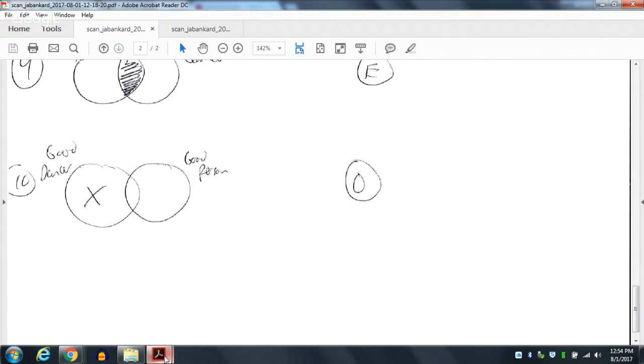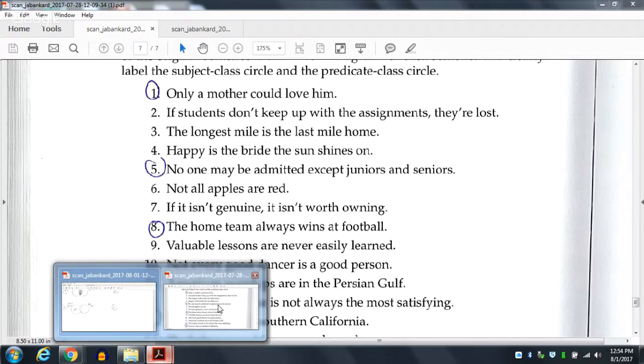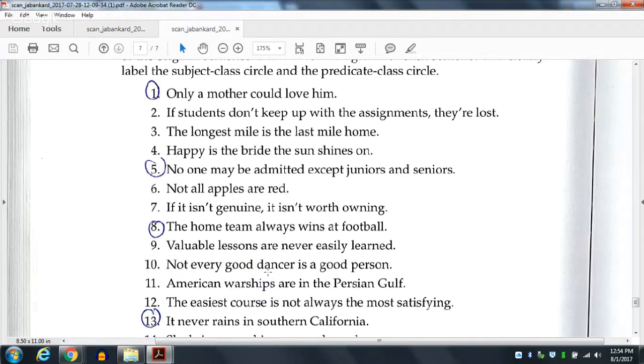And then finally, number 10, not every good dancer is a good person. Which means some good dancers are not good people. Not every good dancer is a good person. So that's going to be an O claim.